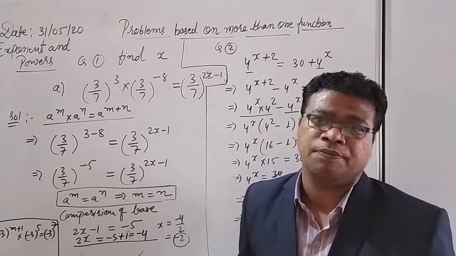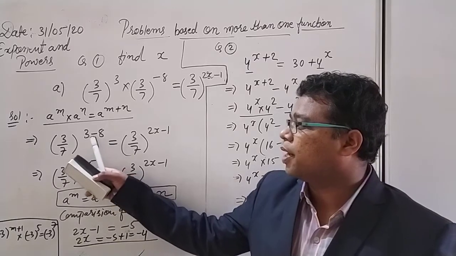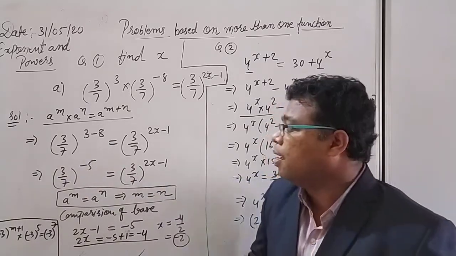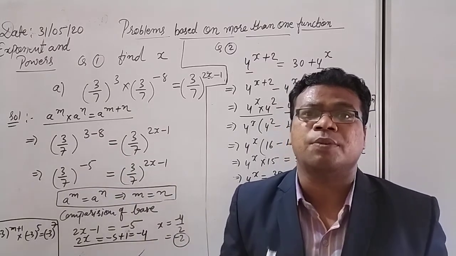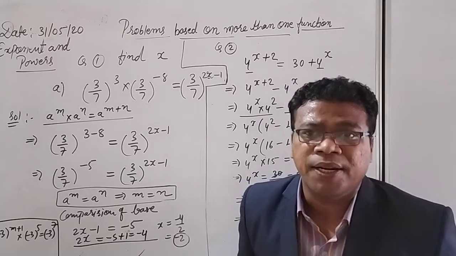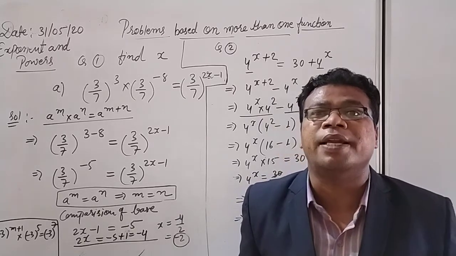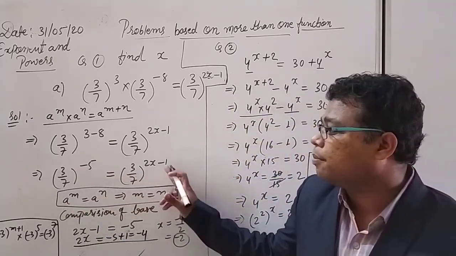3 minus 8 indicates that I have to subtract 8 from 3, so it will give me minus 5. Why? Because the negative exponent is bigger. Whenever we do a subtraction, and the negative integer is larger than the positive integer, my answer will come in negative form. So minus 5 will be there, and the right side is the same.